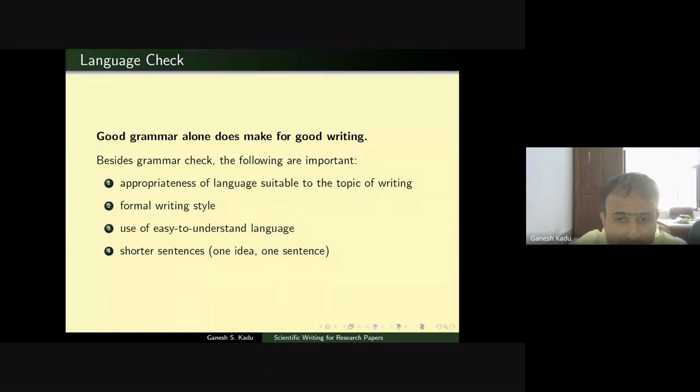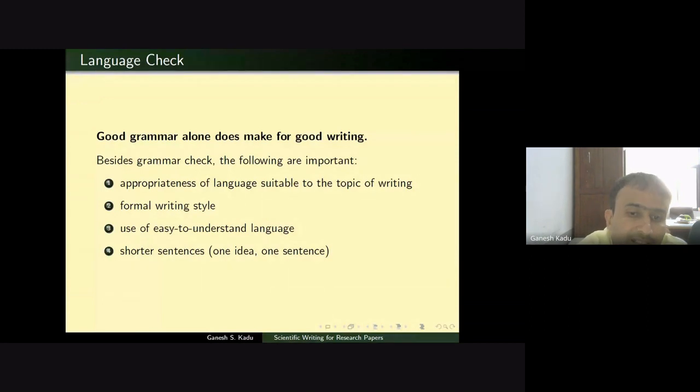Your ideas may be complicated to present, but that is where you need a language that should be understood, as much as possible, even by masters or undergraduate students. So easy to understand language is also important, and to do this, one basic principle is using shorter sentences.